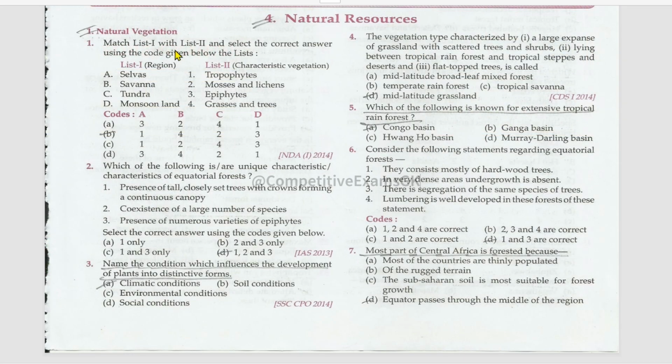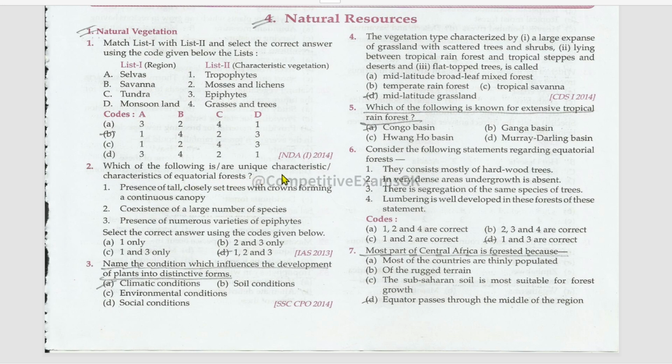Vegetation. First one is matching. List one of the regions and list two of the characteristic vegetation: selvas, tropophytes, savanna, grasses and trees, tundra, mosses and lichens, monsoon land, that is epiphytes.